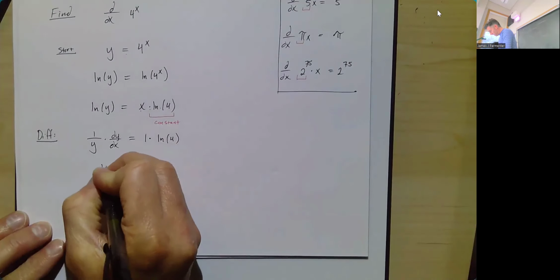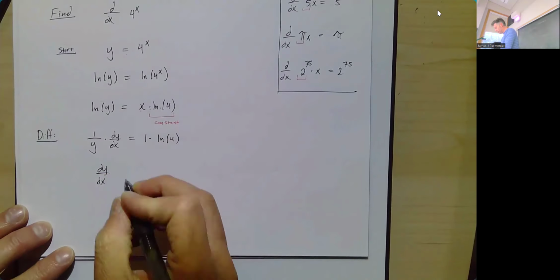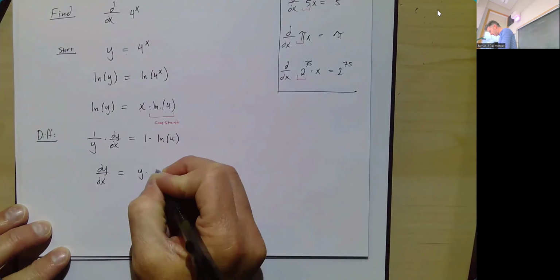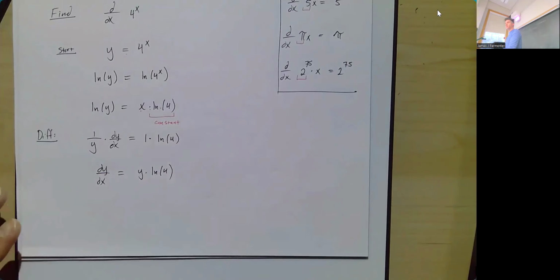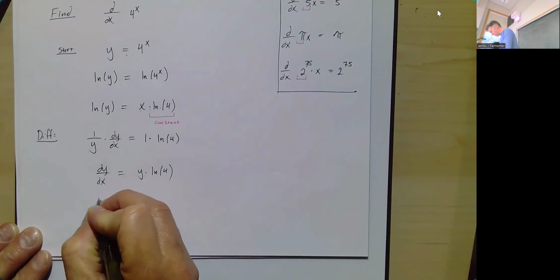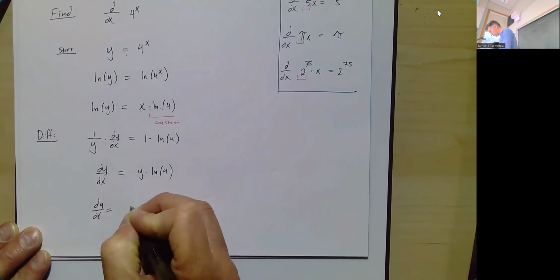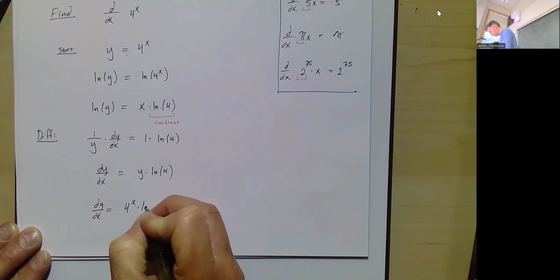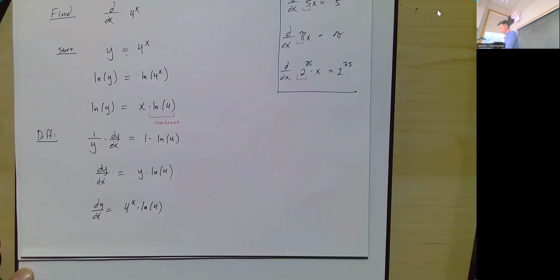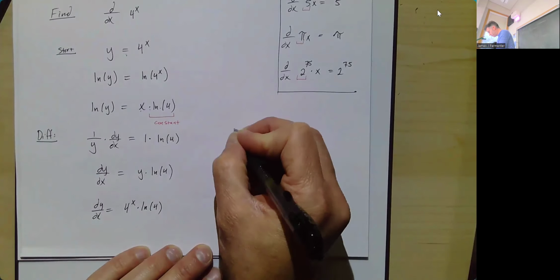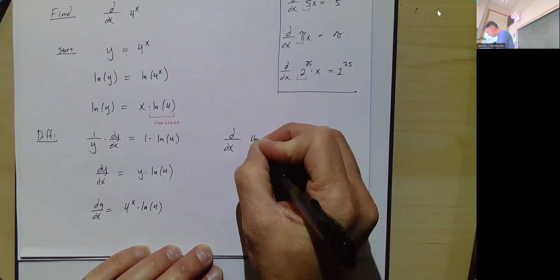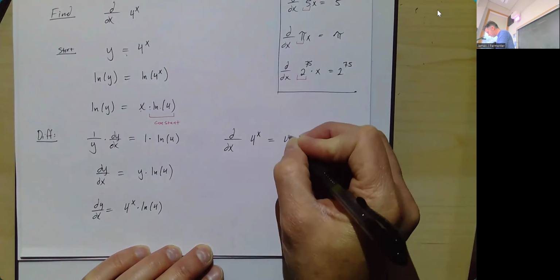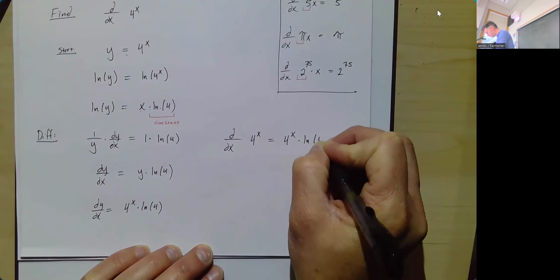So the derivative dy dx, if I multiply both sides by y, is going to equal y times the natural log of 4. And finally, I can plug back in the fact that y is equal to 4 to the x. So it's actually the case that the derivative is equal to 4 to the x times the natural log of 4. Or writing it out in the most informative way, the derivative of 4 to the x is equal to 4 to the x times the natural log of 4.